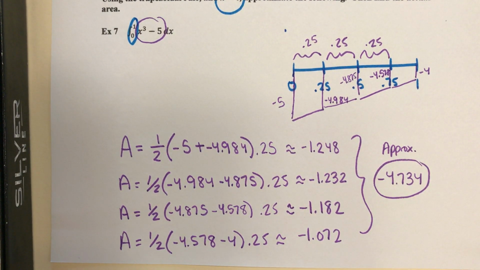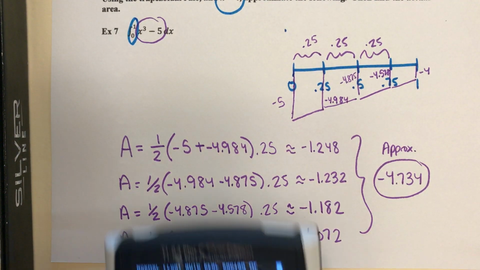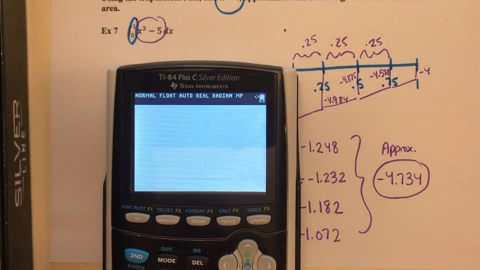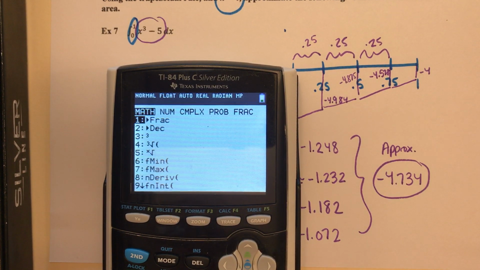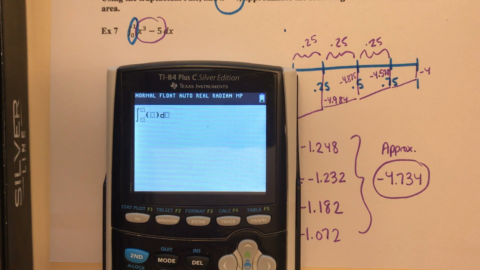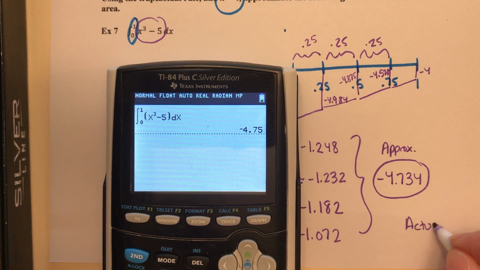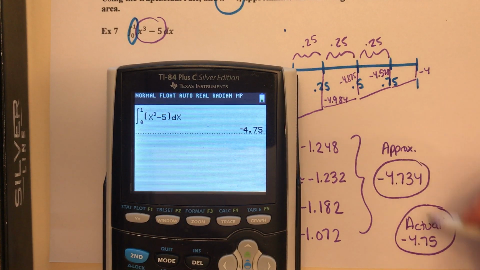area. Now, it also says find the actual area. So on your calculator, let's practice finding the actual area. We're going to go to Math, down to number 9 for integral. You're going to type it in exactly how you see it. So 0 to 1. And then we've got our function x to the 3rd power minus 5 dx. Press enter. So the actual answer is negative 4.75.